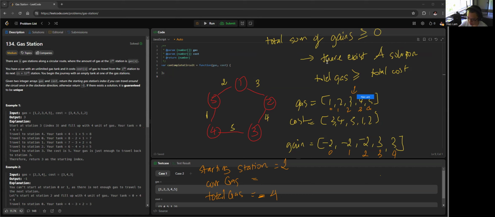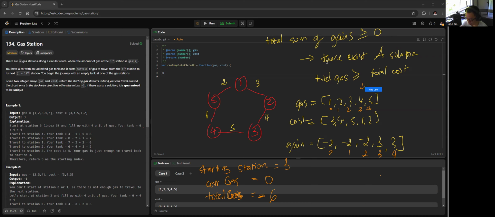Same case here, our current gas is -2. Total gas is accumulative, so it becomes -6. It is total gain, right? Total gain, a total gas, like after you travel across all stations. So it is negative, so we start back to 0 and move on to try the next station, right? Because we cannot get from station 2 to station 3 if we have a negative net gain.